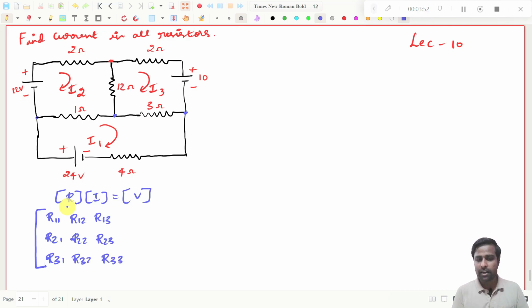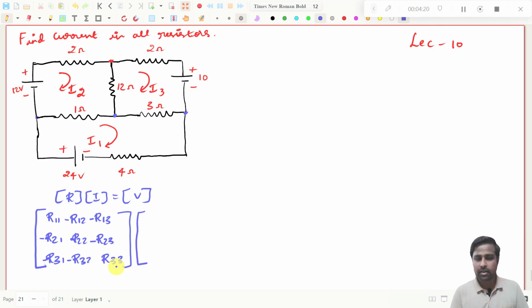And I have already told you only the diagonal elements should be positive. All off-diagonal elements should be negative. That means R12, R13, all these elements will be negative. R11, R22, R33 will be positive. So you put negative in all the other elements. Here it is plus, here it will be minus, here it will also be minus. So this is the R matrix.